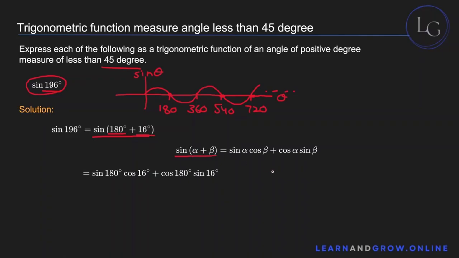trigonometric formula. You know that sine of A plus B is equal to sine A cos B plus cos A sine B. So A is obviously 180 and B is 16. So this becomes sine 180 cos 16 plus cos 180 sine 16. And now you can see why we use the multiples of 180 degrees, because sine 180 is 0. So 0 into cos 16 is 0. So you can cancel this out.